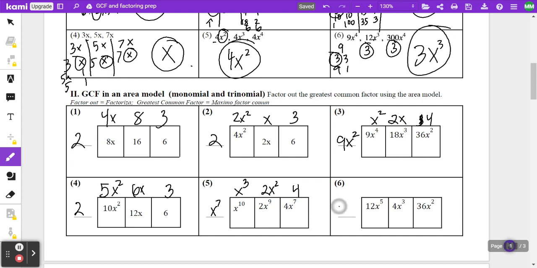Again, here I have the number 4, x squared. This is going to be 3x cubed times, and this one's just x, and this one is 9.